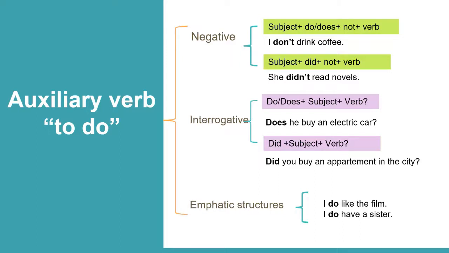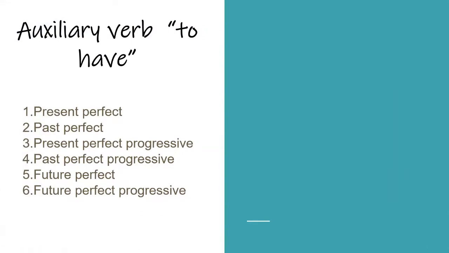The auxiliary verb to have is used in perfect tenses: present perfect, past perfect, present perfect progressive, past perfect progressive, future perfect, and future perfect progressive. Here we have some examples.